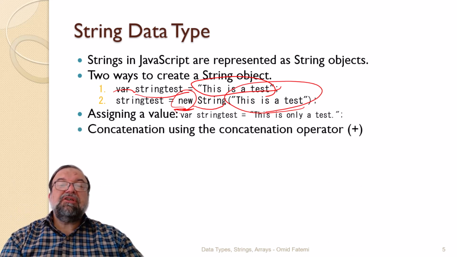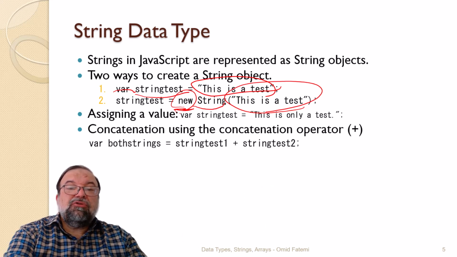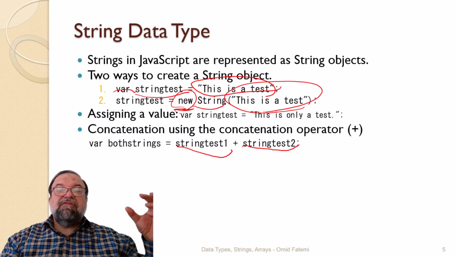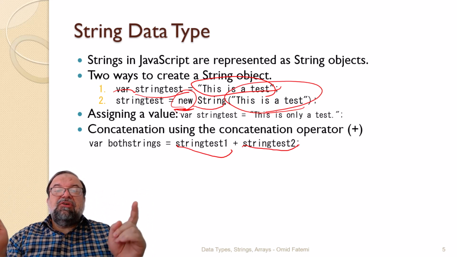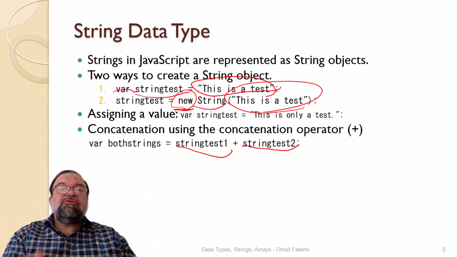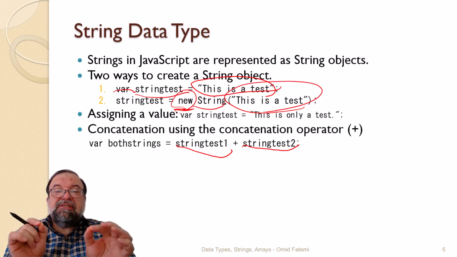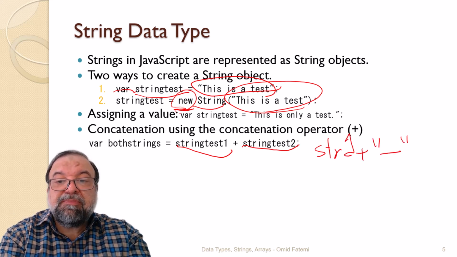You could concatenate strings with the plus operator. For example, you could write stringTest1 plus stringTest2. They will be concatenated together and create a new string. Sometimes if there are two strings that you want to join together and put a space between, you also have to write, for example, str1 plus a space plus str2.